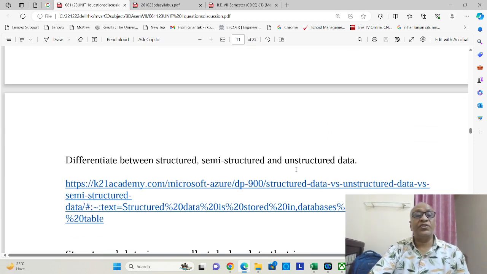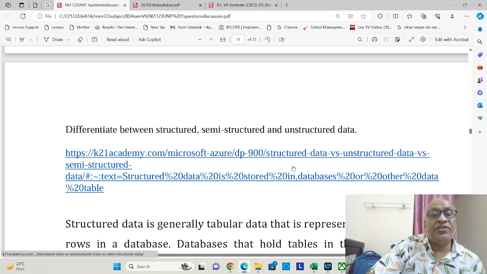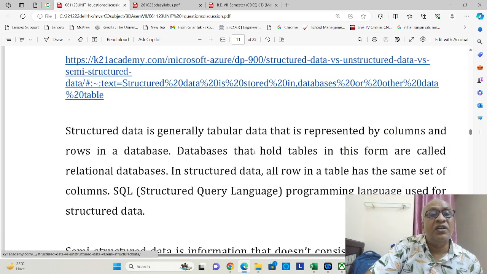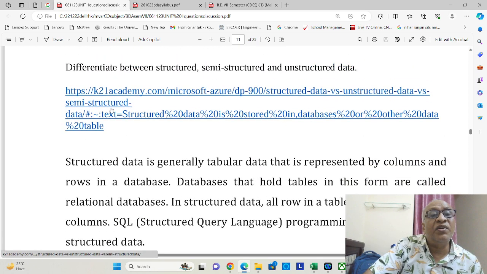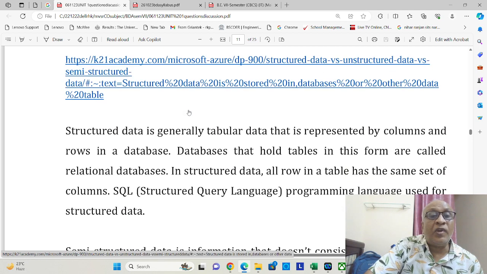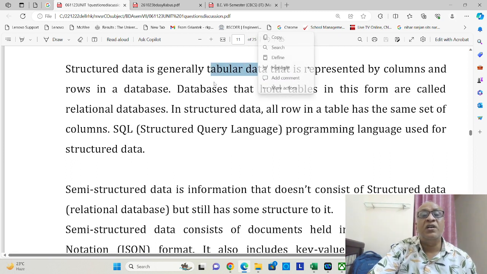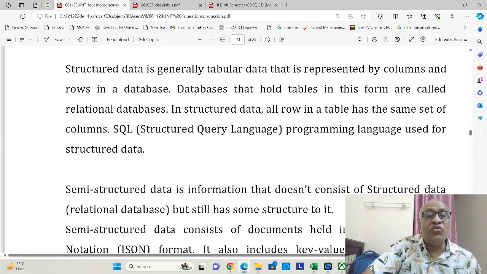Now coming to the second question. The second question being discussed is differentiate between structured, semi-structured and unstructured data. And I use this link from K21 Academy. So what exactly is structured data? Your tabular data, Excel data, RDBMS data, Oracle data, where SQL is used. All that data is called structured data.